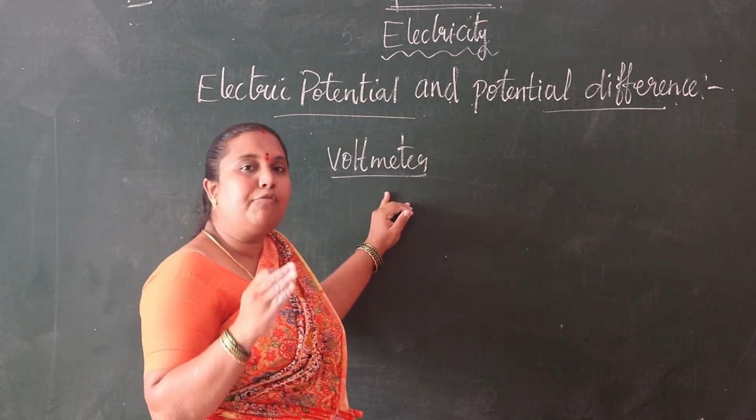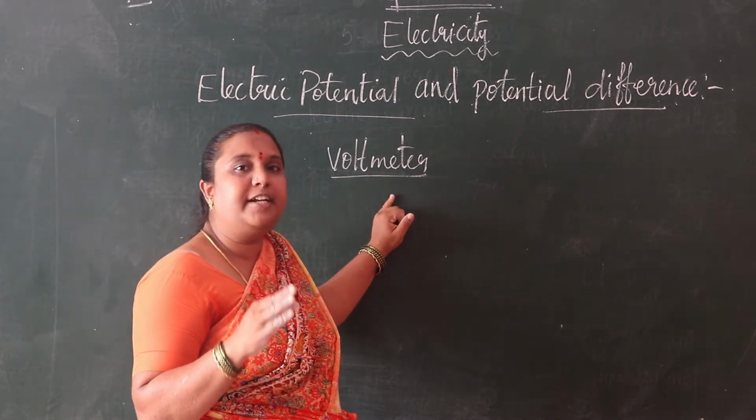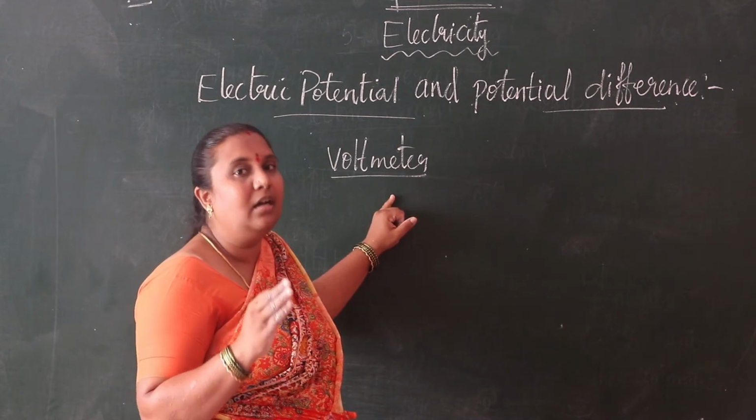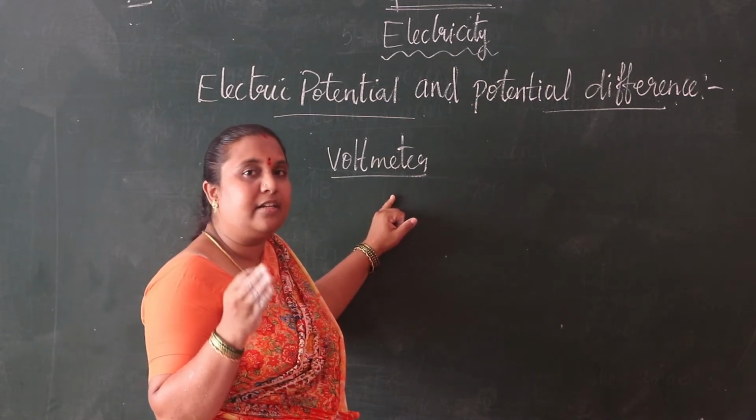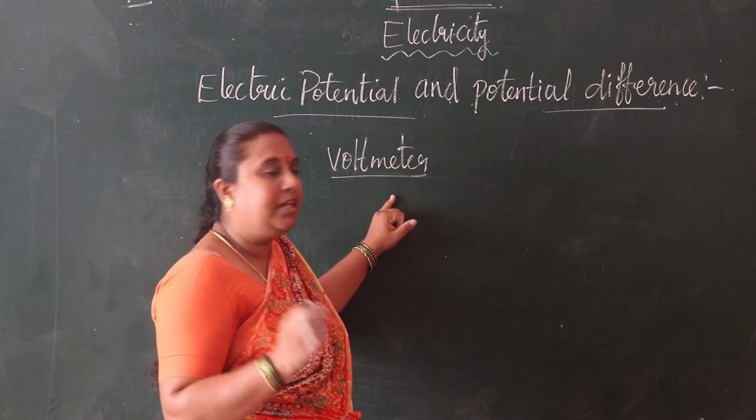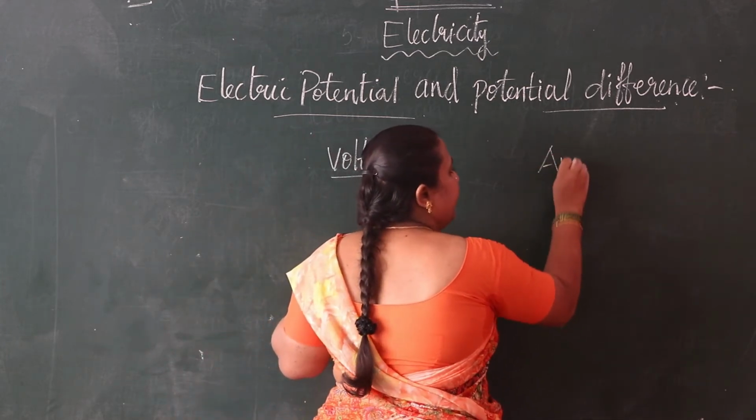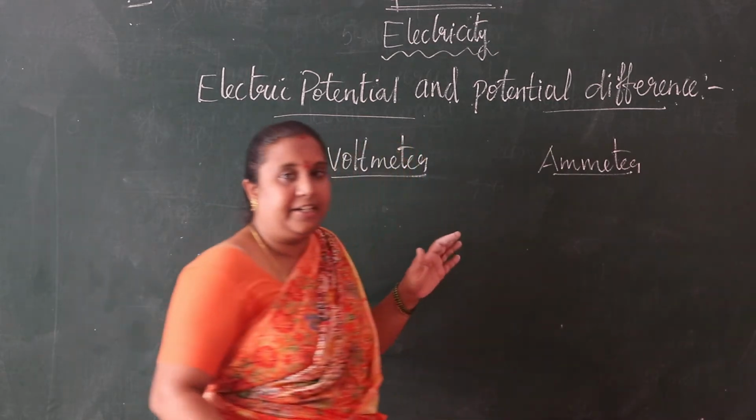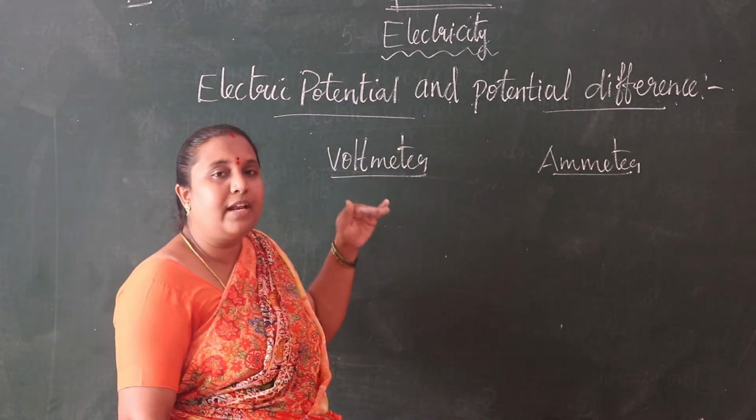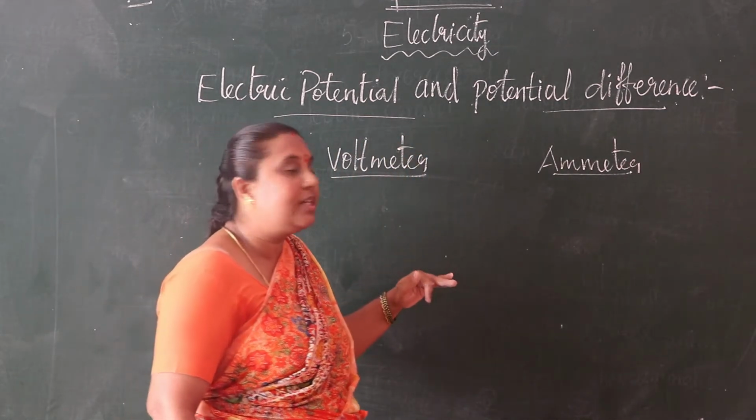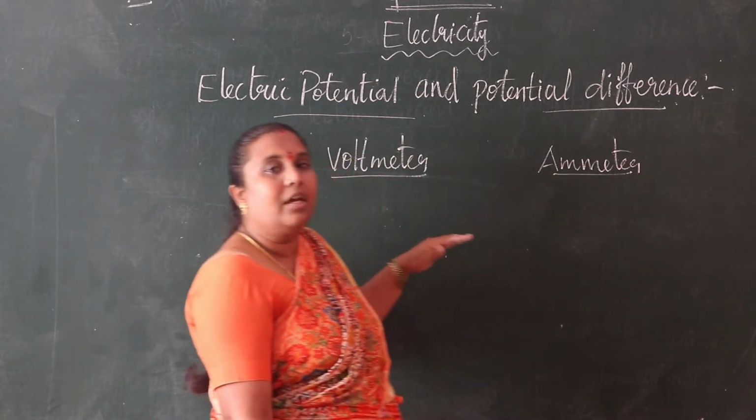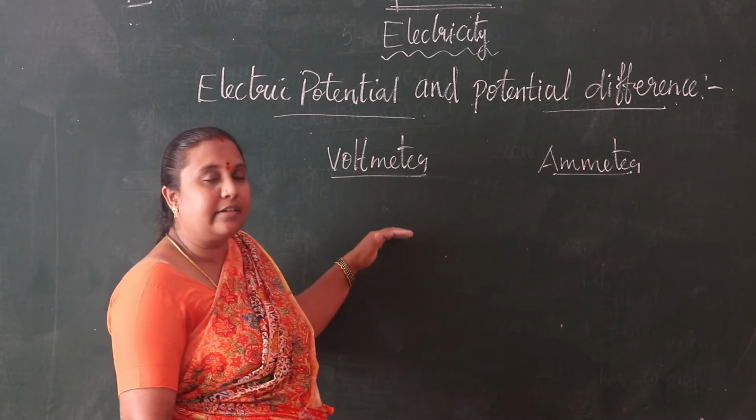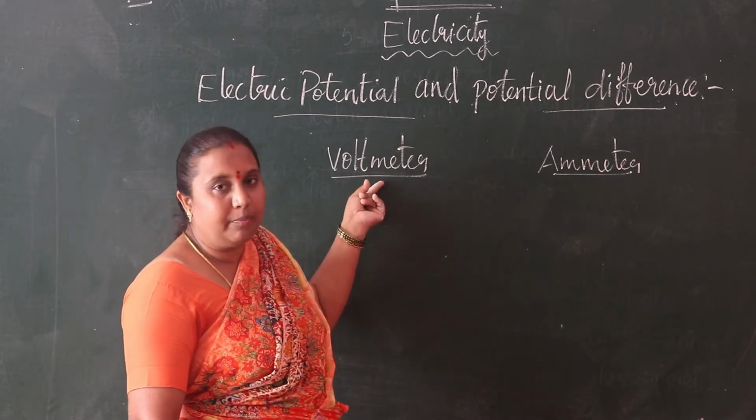We want to find out the flow of electric current in an electric circuit. The instrument used to find the electric current in an electric circuit is the ammeter. The ammeter measures the flow of electric current, and the voltmeter is used to find the potential difference between 2 points in an electric circuit.